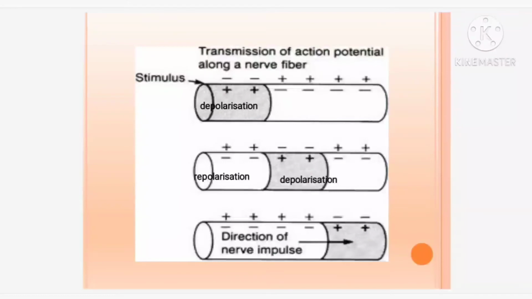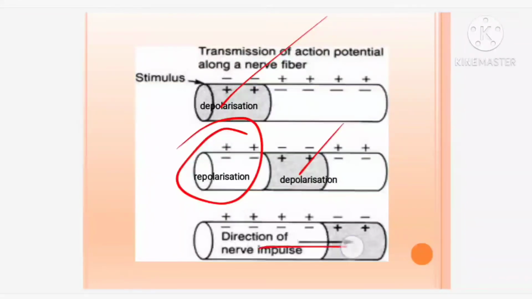So here you can find depolarization is taking place where there was a stimulus, plus inside, minus outside. In the next one you can find this one is depolarized, and this one is repolarized, coming back to normal. Like that the direction of the nerve impulse is taking place and the charges are moving from one place to another, right. So this is how the conduction of nerve impulse is taking place.